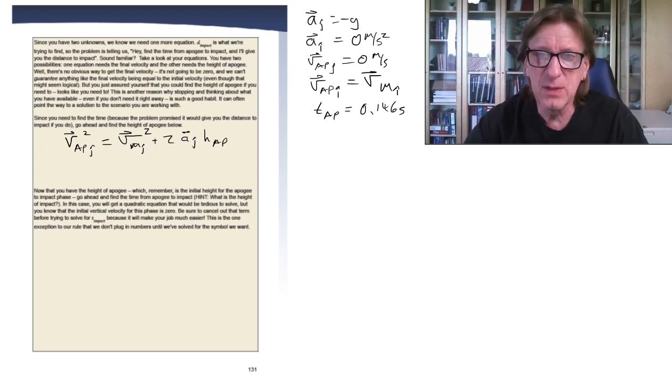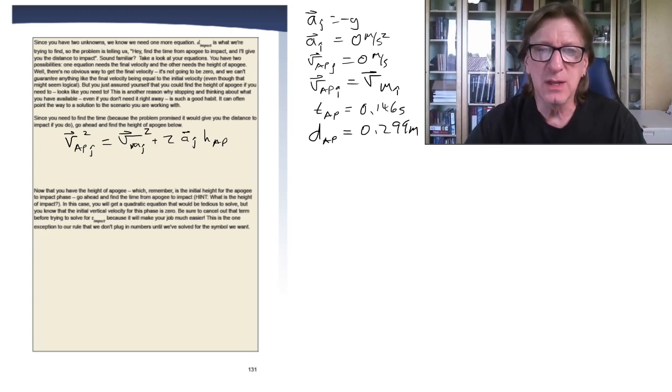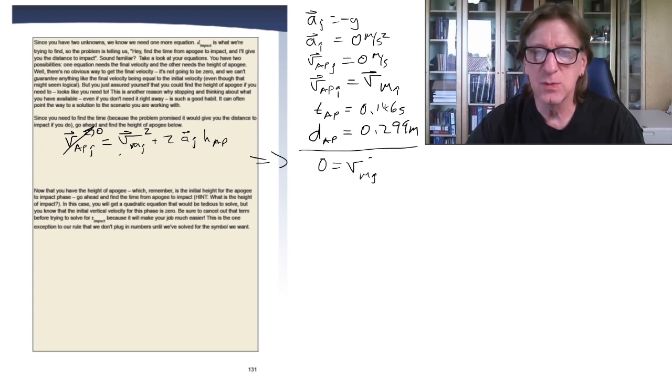All right, the other thing that we found was the first half, our distance from launch to apogee, was 0.299 meters. Okay, so that's got everything here. All right, so looking at this, then we know that this term is 0. So let's copy this down over here. We've got 0 is equal to V_Mj squared plus 2 a_j h_ap.